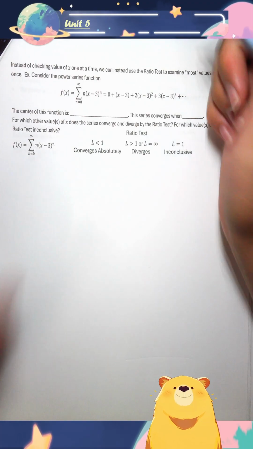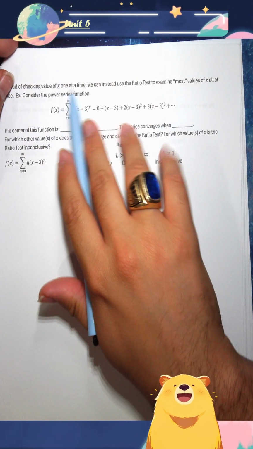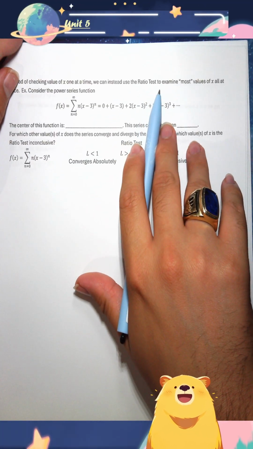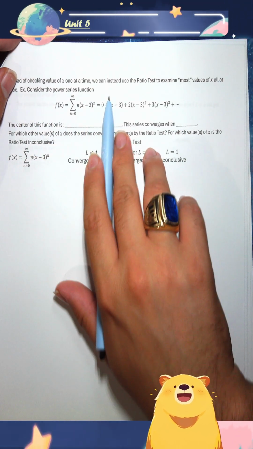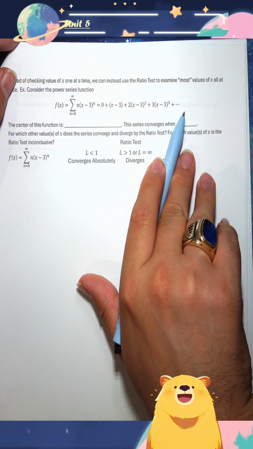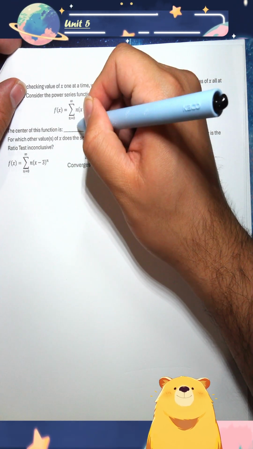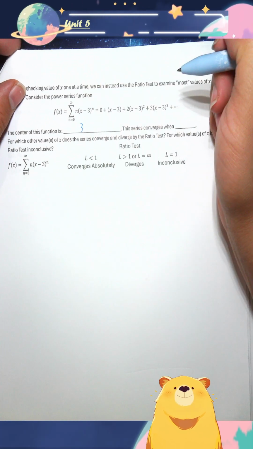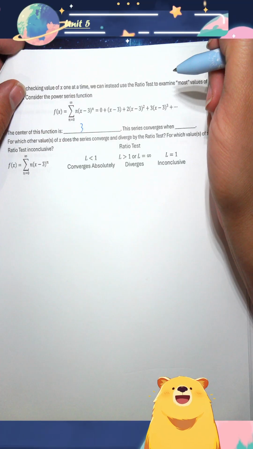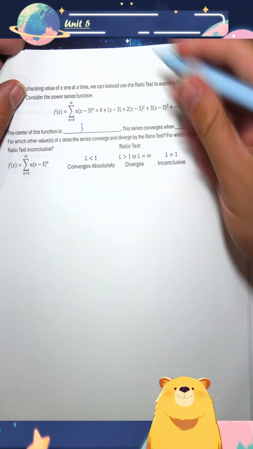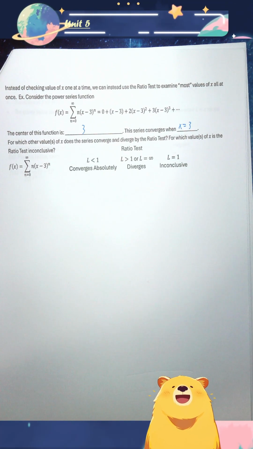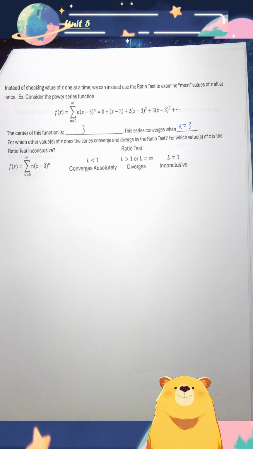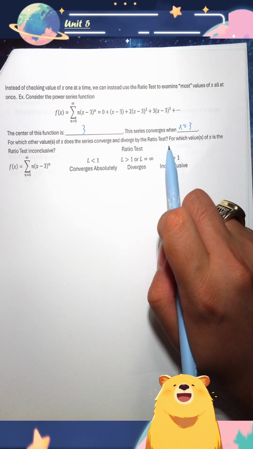So instead of checking the value of x one at a time, we can use the ratio test to examine most values of all x at once. Consider the power series function here. The center of this function is 3. Yeah. And the series for sure converges when x is equal to 3. For which other values of x does the series converge or diverge? We're going to find this out via the ratio test.